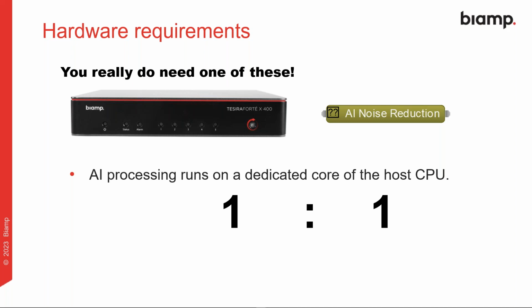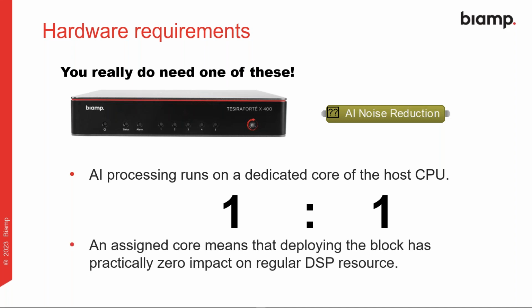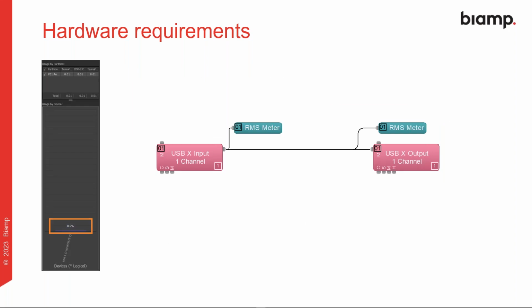And if you think that's going to be limiting, there is some limitation, and that's simply because of the resource of the device. But the positive is the assigned core means that deploying the block has practically zero impact on your regular DSP resource. This is processed elsewhere to the DSP that you normally use when programming the Sierra system. And if you look at a really basic example here of input to output, you'll see on the left-hand side that we've got 0.9% of the DSP usage. And indeed, adding the AI noise reduction block doesn't change that at all because it's being hosted elsewhere.